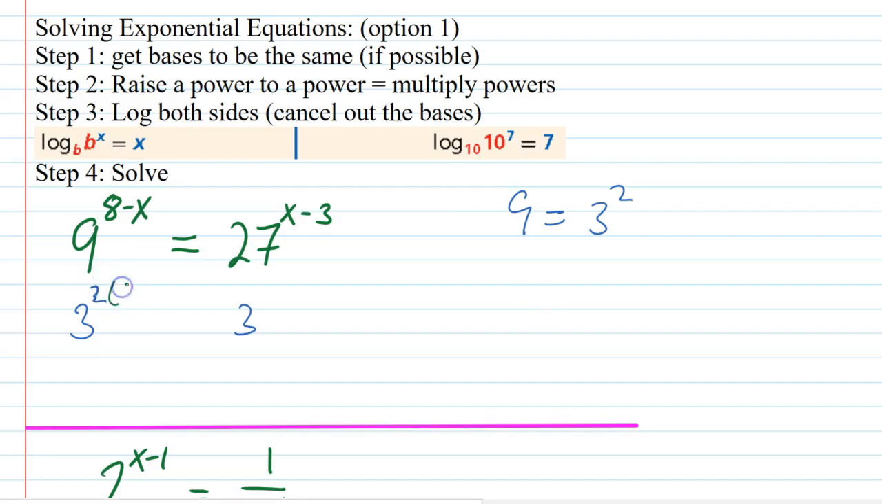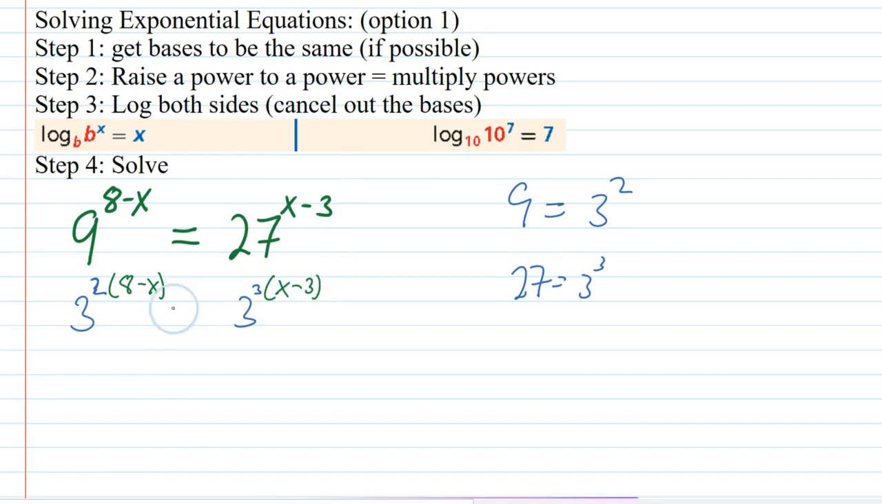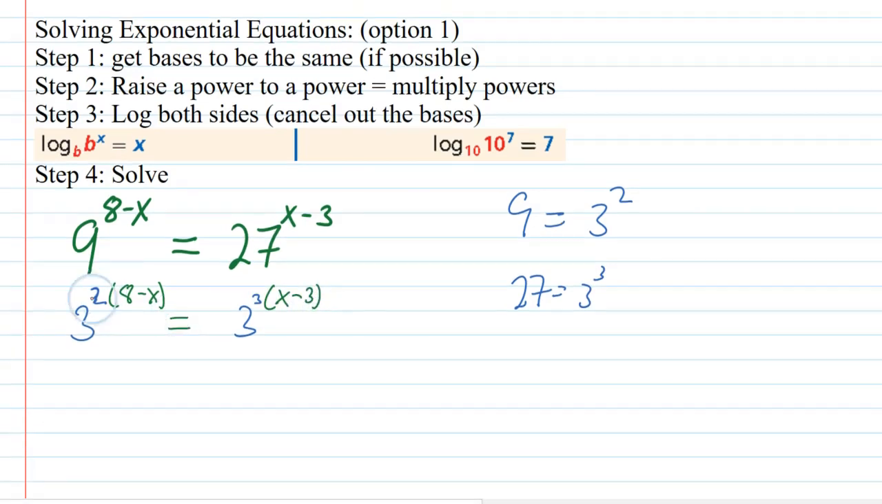And we still have 8 minus x in the exponent. Then the 27, well, 27 is equal to 3 cubed. And then we still have x minus 3, and our equal sign is still there. Next, if I have the 2 on the outside, I can distribute that through, and that's going to give me a 16 and a negative 2x, and a 3x and a negative 9, which now gives me 3 to the power of.